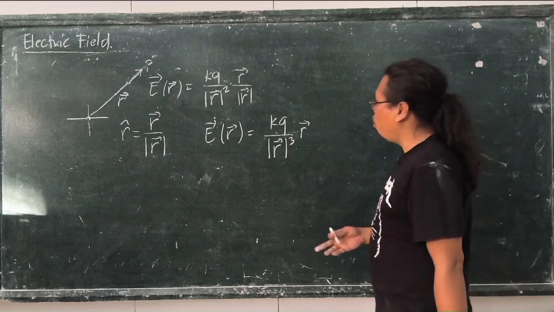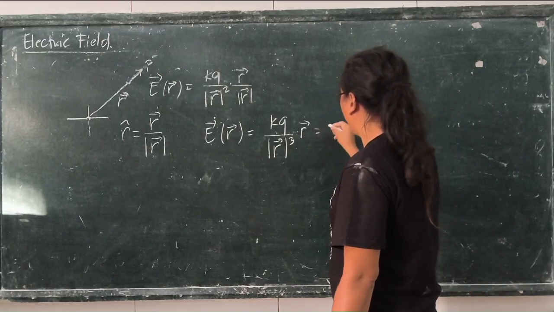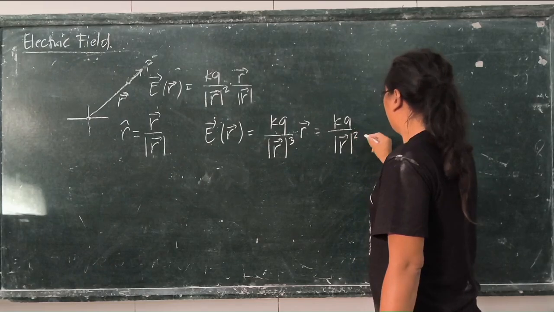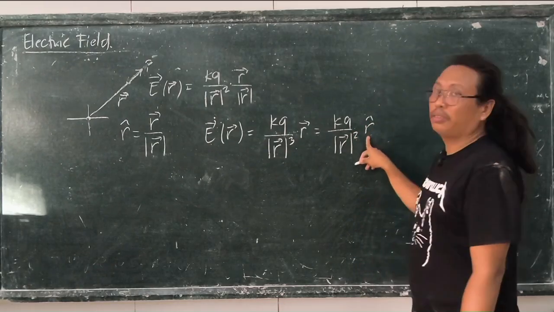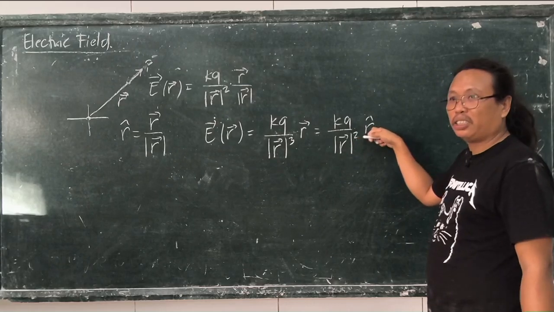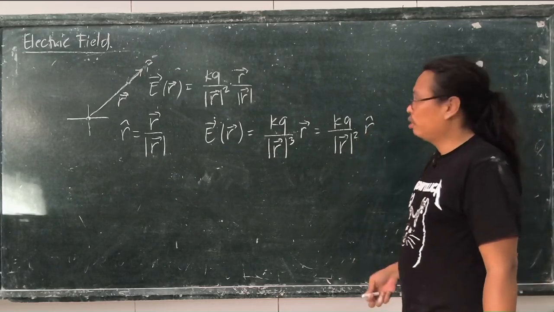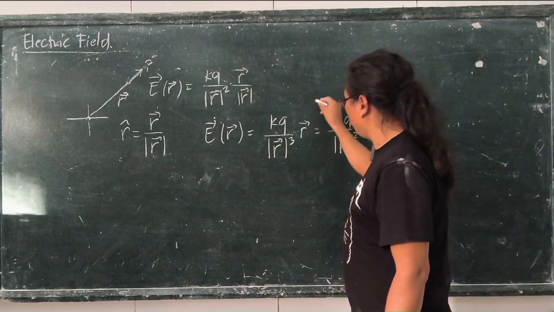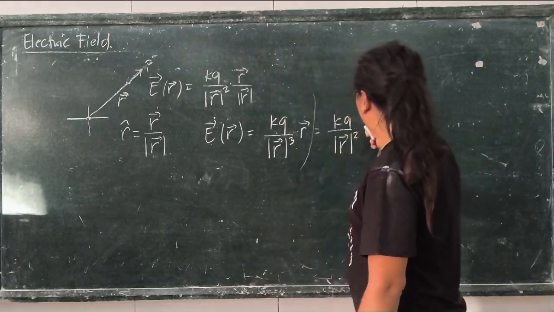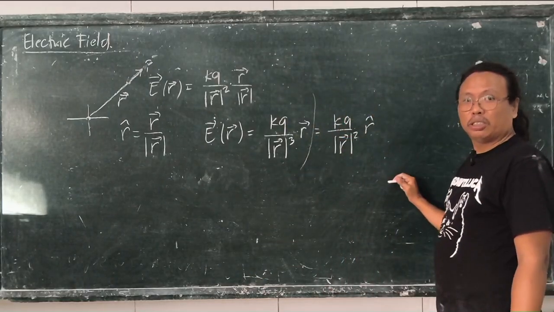Okay? Or in some books, instead of seeing this, you can see it's KQ over R squared times R hat. Notice the difference. Squared and then this is R hat. Right? So, I'd like to use this one instead of this one. Because for this one, you need to calculate R hat first. Okay?